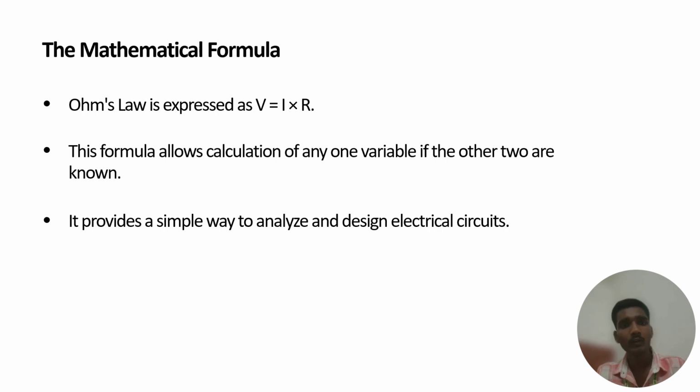The mathematical formula for Ohm's law. Ohm's law is expressed as V = IR, where V is voltage in volts, I is current in amperes, A, and R is resistance in ohms. This formula allows calculation of any one variable if the other two are known. It provides a simple way to analyze and design electrical circuits.